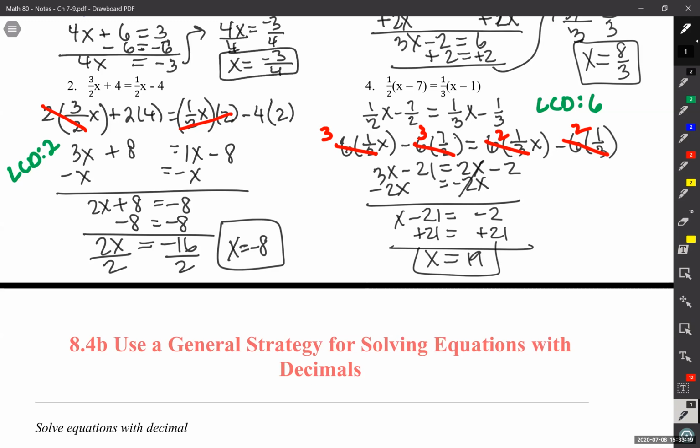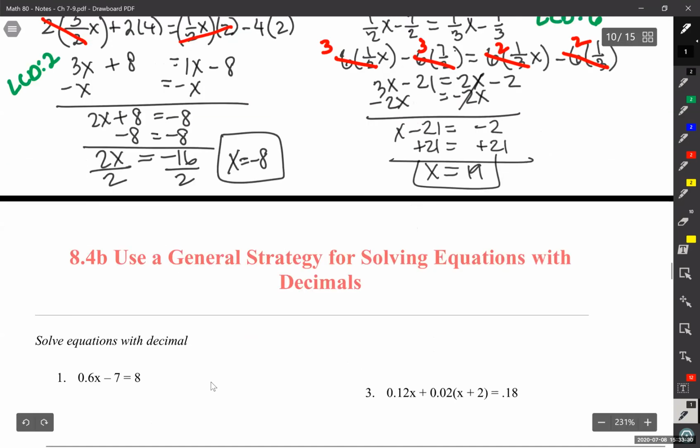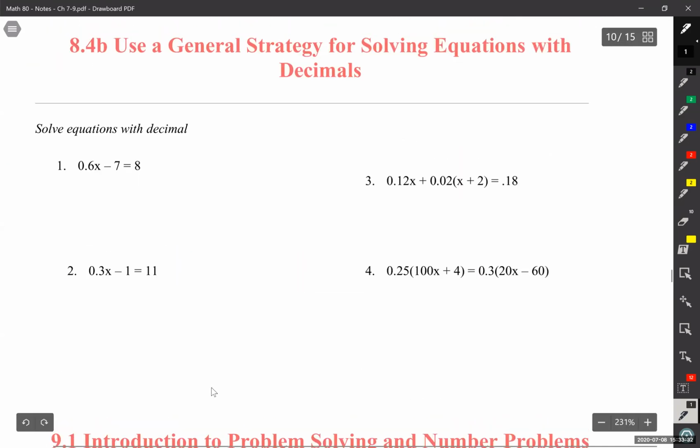All right. If you want to pause it, great. 8.4b is the same thing, but with decimals. So I'm just going to go through this. It's a quick section. It's just these 4 examples. But again, if you want to pause it, go ahead and pause it. I'm not going to put up the slide because this won't take too long. Because decimals aren't really so terrible. Fractions seem to be terrible. Decimals seem to be doable.